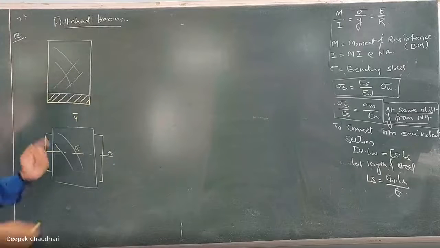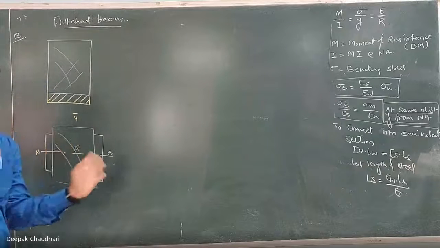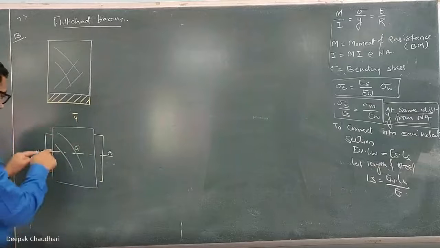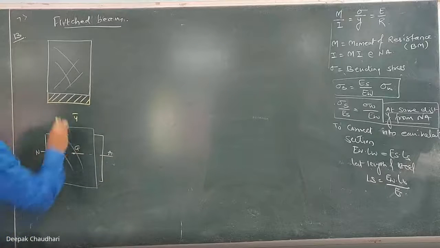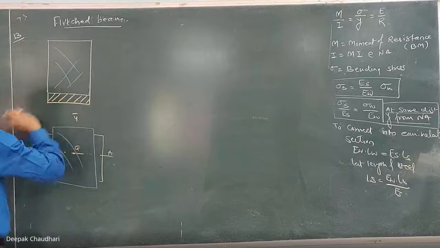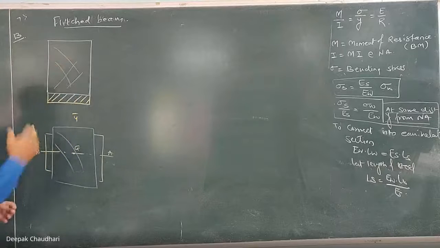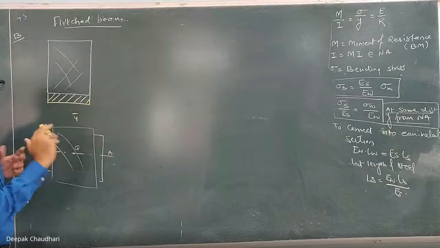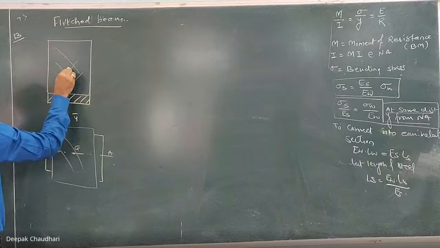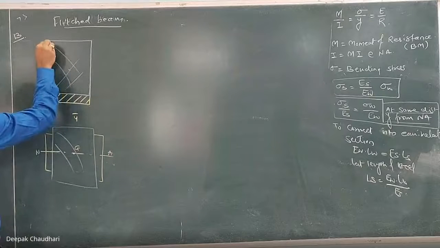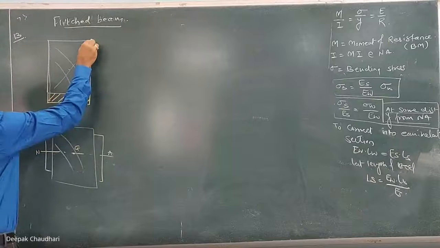But this one is not symmetrical. It is symmetrical about the vertical line, but the vertical line is not the axis of bending. Here we want the neutral axis. Since it is not symmetrical, and wood and steel have different densities, the centroid or mass center won't coincide with the geometrical center of this cross section.